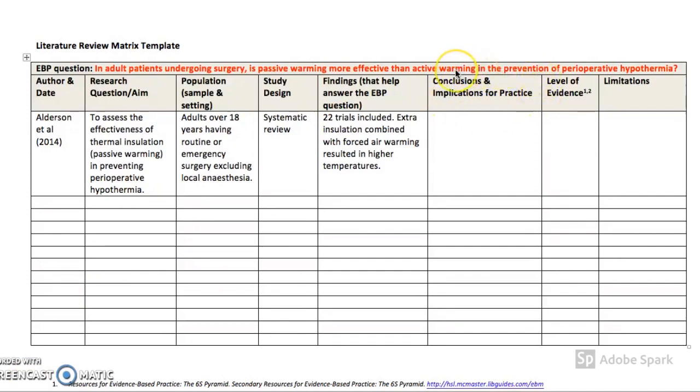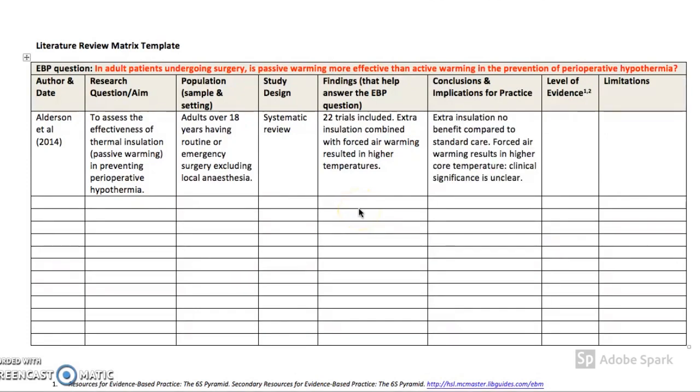In the next column, we want to write down a summary of what the article concludes about the topic. In addition, we think practically about what this means. This will help to determine the implications for clinical practice, and these are often detailed at the end of the article.